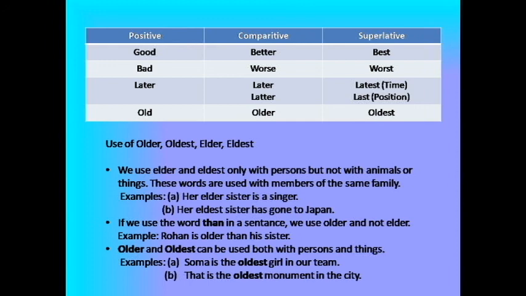For example, Soma is the oldest girl in our team. Here we are using oldest because it perfectly suits the sentence. That is the oldest monument in the city. Here, as it is told earlier, we are referring to a non-living thing and hence we will use oldest.